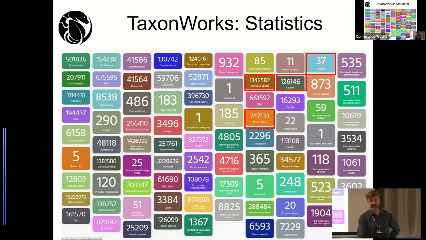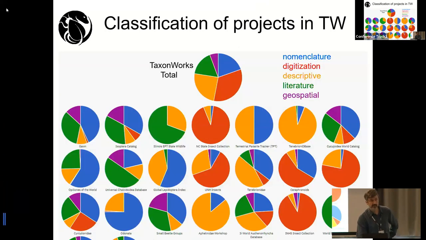We already have running 37 projects, more than 700,000 taxon names in the database, more than a million specimen records, and more than 100,000 bibliographical references. We try to classify it, people who participated in TaxonWorks together may see the slide already, but we try to classify the projects on the kinds of data they're using.